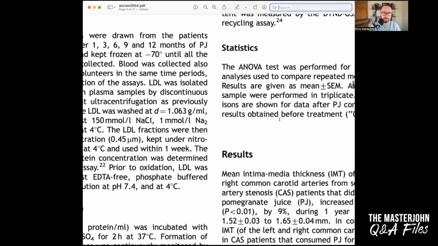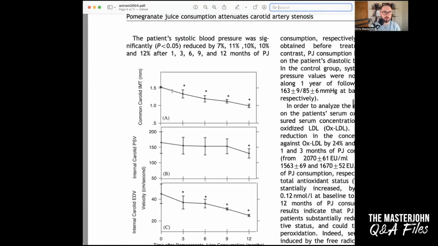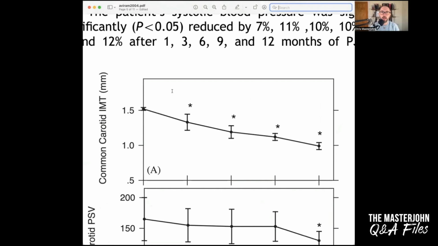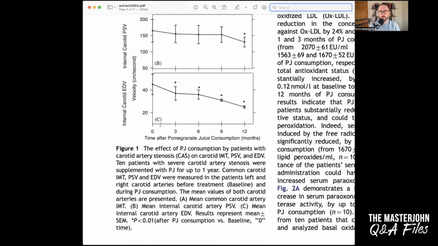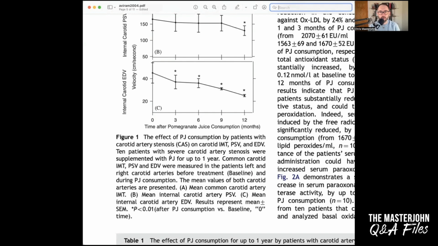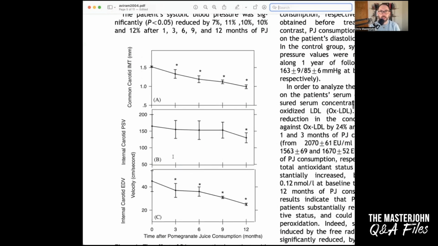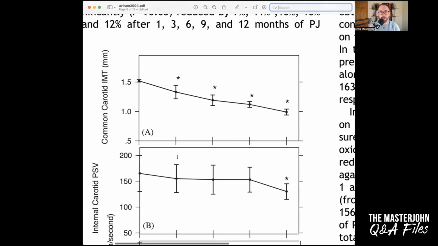All right, so what you would expect, right, is take this graph of the primary endpoint here, carotid intima media thickness. You would expect to see the placebo group plotted against the treatment group. I mean, this is time after pomegranate juice consumption in the 10 patients who had the pomegranate juice for up to a year. And it's like you randomize them to a placebo and pomegranate juice. Where's the placebo group?